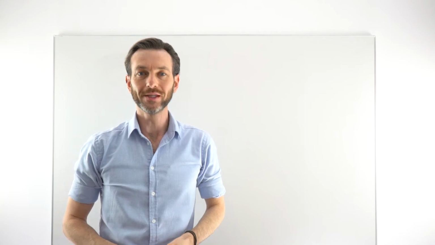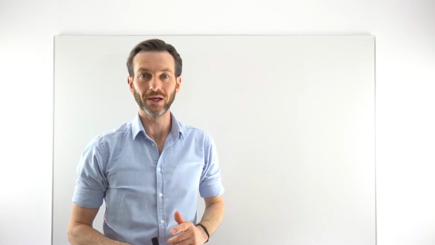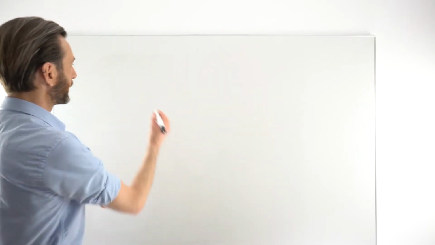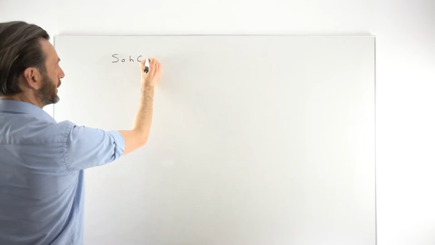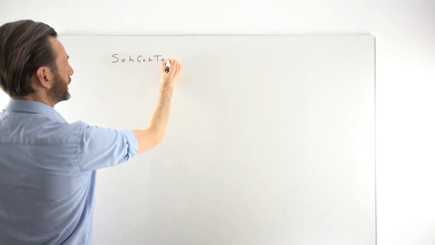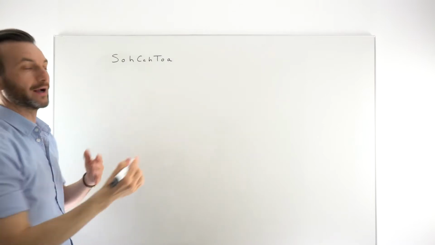In this class, we're going to take a look at the graphs of the sine and the cosine function. When you come across sine and cosine for the first time, it's normally in the context of SOHCAHTOA, which is the trigonometric ratios. And SOHCAHTOA has got to do with right angle triangles.